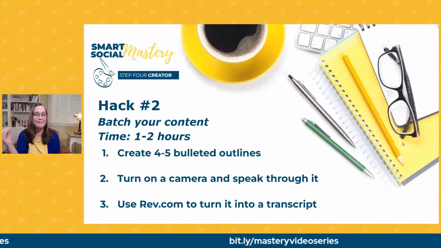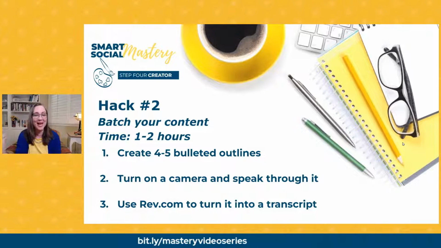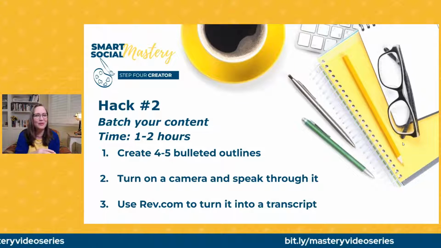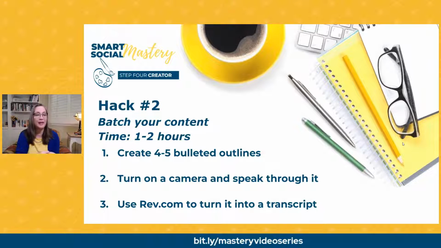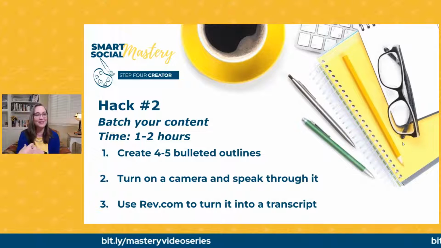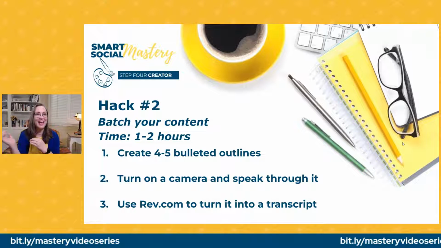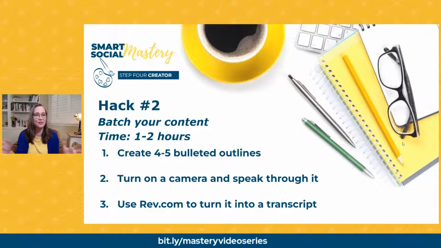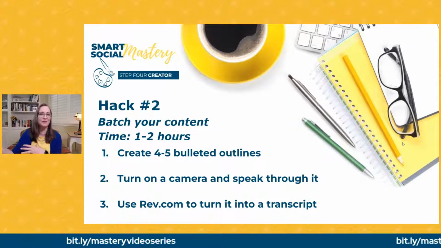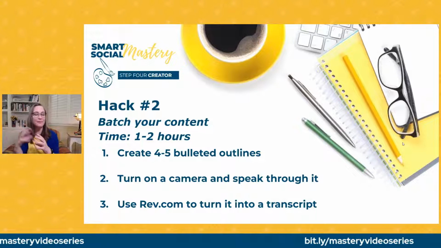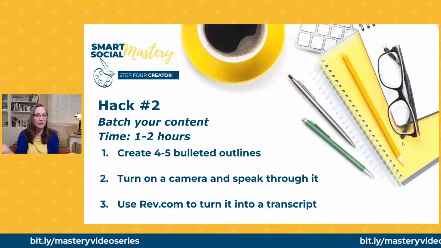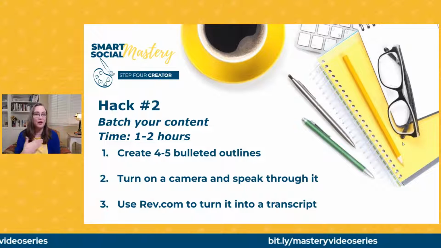The next hack was batch your content. I know a lot of people talk about batching now, but very few people really explain how to do it. So what Madeline and I would do for the podcast is sit down monthly and have a meeting about that month's podcast episodes. Usually we would try to be out 6 to 8 weeks, so we might be talking about 2 months down the line, but we would get together and outline 4 to 5 outlines. Depending on how many weeks are in that month, you're going to want to outline exactly what you're going to do.